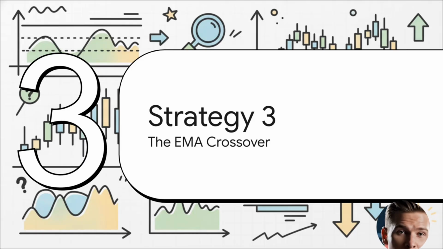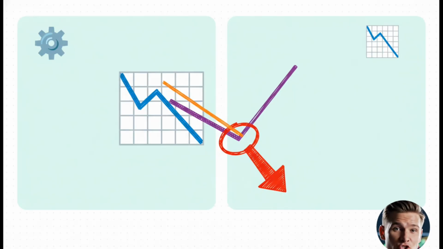All right, time for our third and final strategy. For this one, we're pulling out a true classic, a momentum tool that I'm sure many of you already have on your charts, the Exponential Moving Average, or EMA. The setup here is really straightforward. We're going to use two EMAs, a fast one set to 10 periods and a slightly slower one set to 20. When that fast 10 EMA crosses above the slow 20, that's a signal that we're in an uptrend. And, you guessed it, when it crosses below, it signals a potential downtrend.